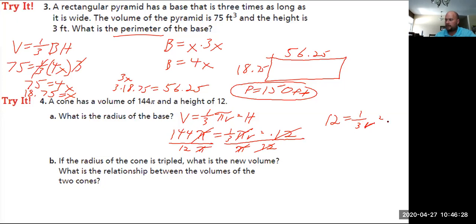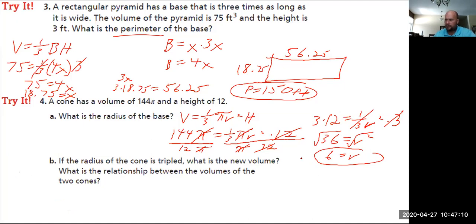Get rid of the 1/3 by multiplying by its reciprocal, which is 3. So times 3. Whoops, didn't mean to cross that one out. It was the other one I wanted to cross out. So let's cancel out. This is going to give us 36 equals r squared. Square root to get r by itself. So the radius is 6.